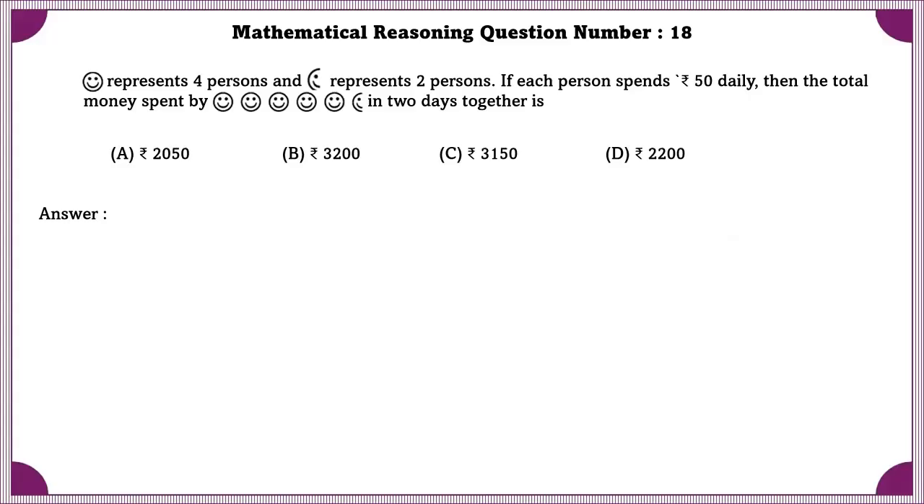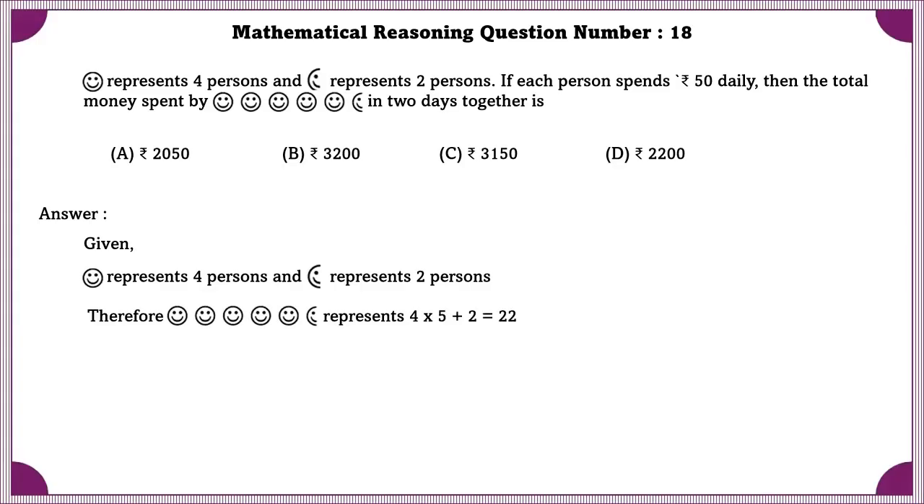Mathematical reasoning question number 18. One smiley represents 4 people and half smiley represents 2 people. If each person spends 50 rupees daily, then the total money spent by them in this given picture in 2 days together is. Given one smiley represents 4 people and half smiley represents 2 people. Therefore, this given picture is equal to 22 people.